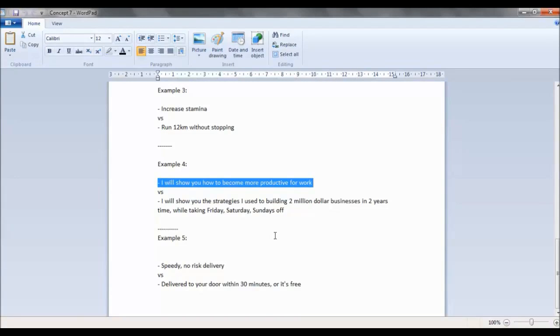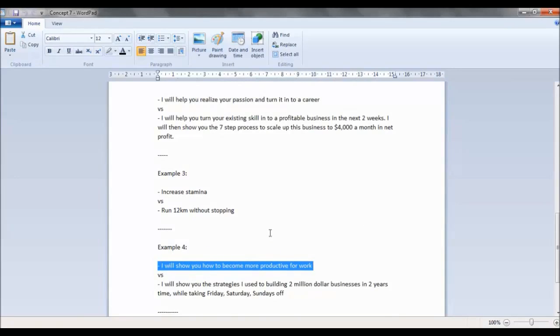Okay, example 5: speedy, no risk delivery versus deliver to your door within 30 minutes or it's free. So you can tell that when you use quantifiable, external, and tangible language, you can get on the same page with your target audience, and it communicates very, very clearly what you are trying to say. So increase stamina. What does that mean? Run 12 kilometers without stopping. Okay, a lot more quantifiable and a lot more clear.